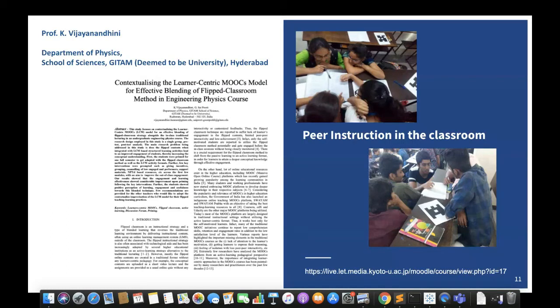So the example that I gave previously was from Professor Vijayanandani's course, and she could also write a paper based on how she effectively used blended flipped classroom methods in her engineering physics course, because she could give the reading materials in the flipped part where the students could read that material at their home or at their own pace, and then she had specific activities that were done during in-class sessions.